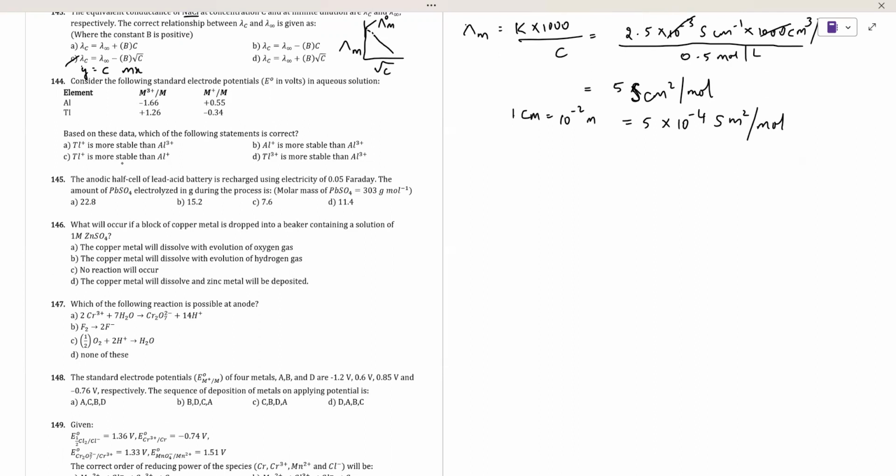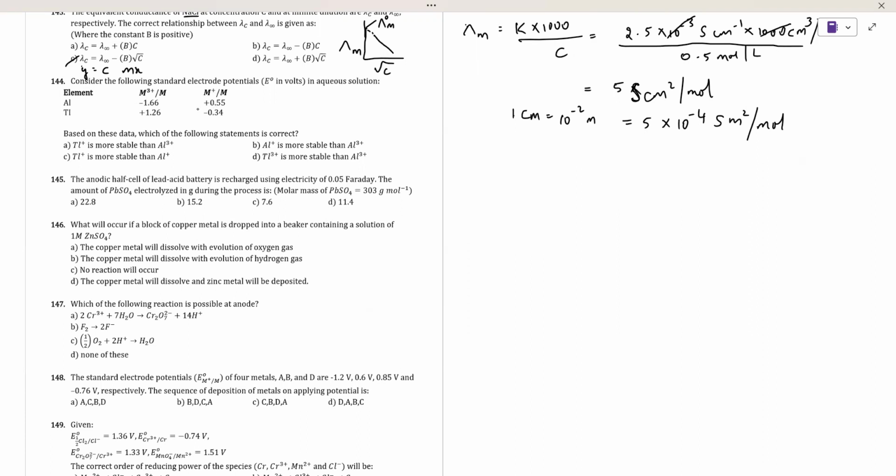Let us look into the options. All the options are dealing with something called stability. Before going into the options, we will try to understand what exactly these standard reduction potential values convey. Now, what do we understand in case of aluminium? Aluminium, when it is in +3 oxidation state, has a high negative standard reduction potential, which is -1.66, whereas when it is in the monovalent positive state, it has a positive value.